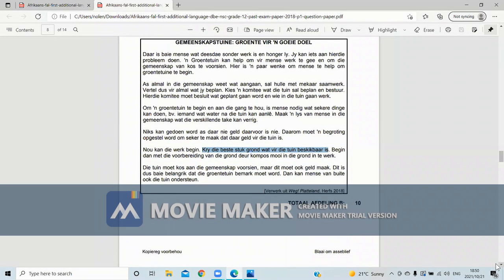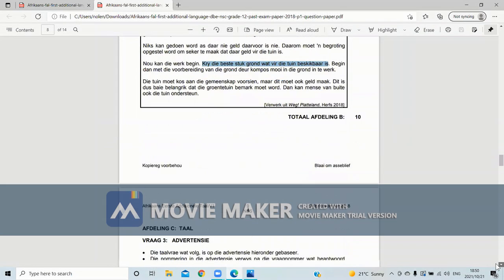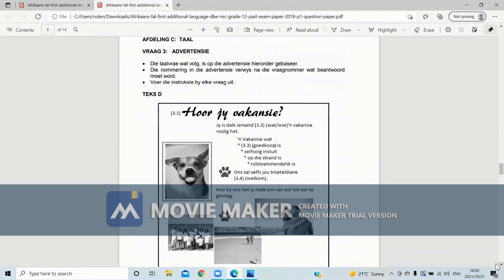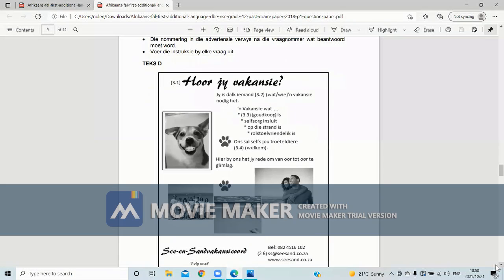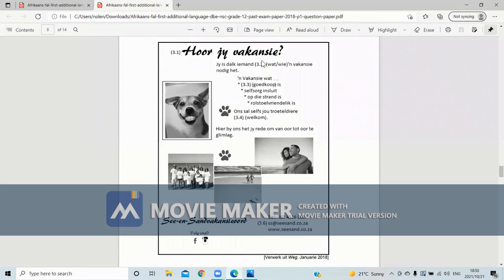Okay, guys, I hope this was a little bit helpful at least. I'm going to go to the advert now. Obviously, practice as many of those as you can. It's 10 marks and all the information's there, which really helps. Okay, advert. Die taalvraag wat volg is op die advertensie, so language question based on the advert. The numbering in the advert refers to a question number that must be answered, and then follow the instructions at each question.